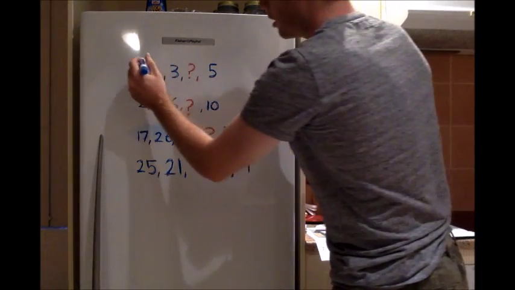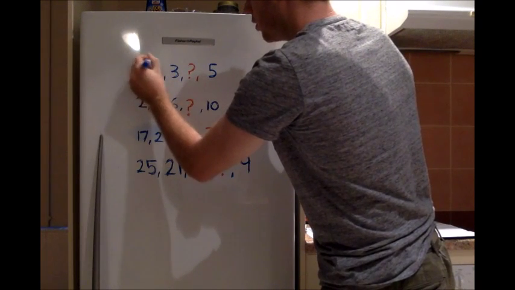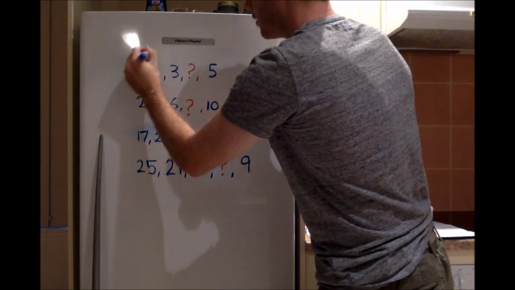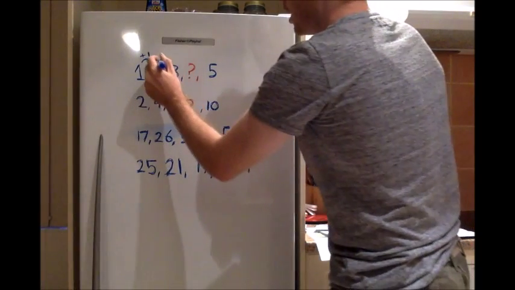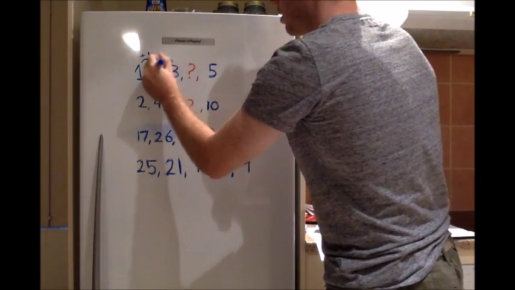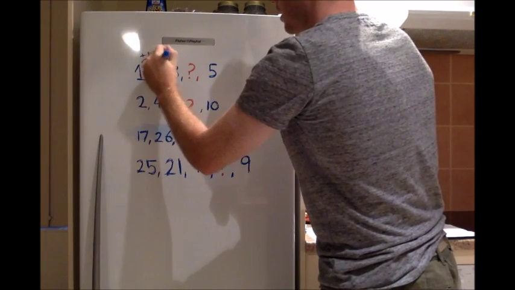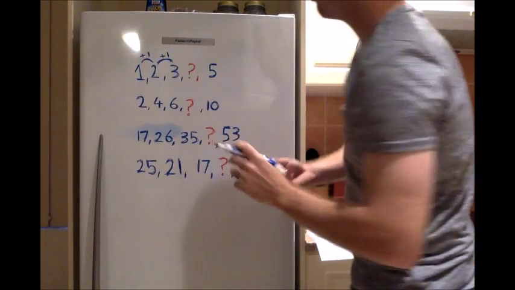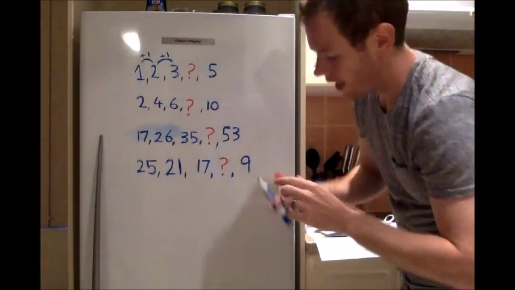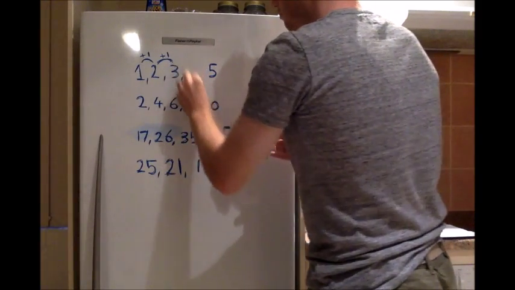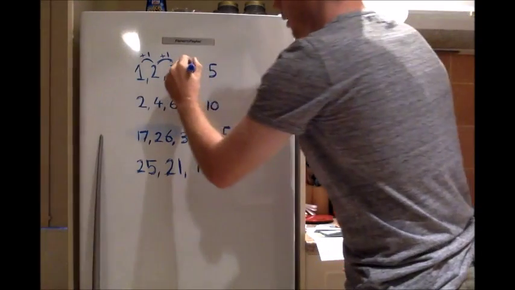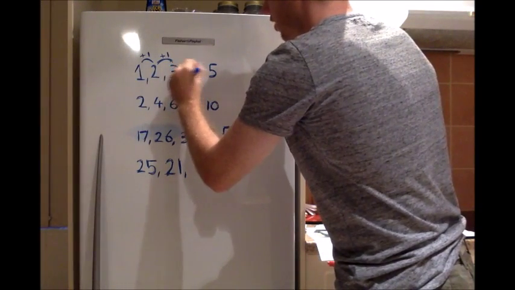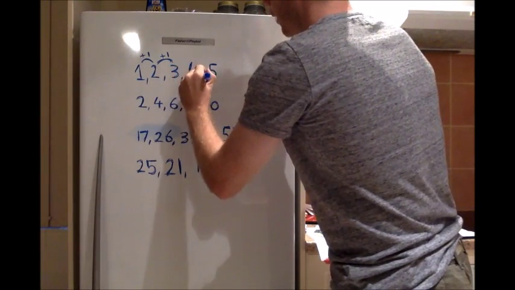So having a look, we look at 1 to 2. We know that the difference here is that it is going up by 1. If we look at 2 to 3, once again, it's going up by 1. So if we know that, we can say with quite a bit of confidence that our missing number is going to be 4, which I'm sure all of you already knew.